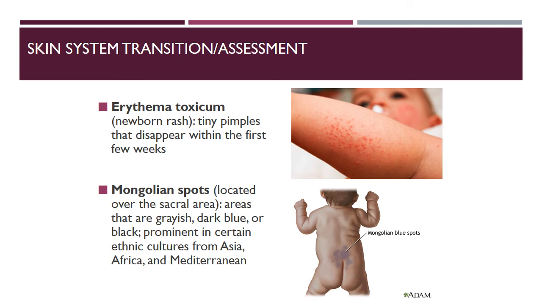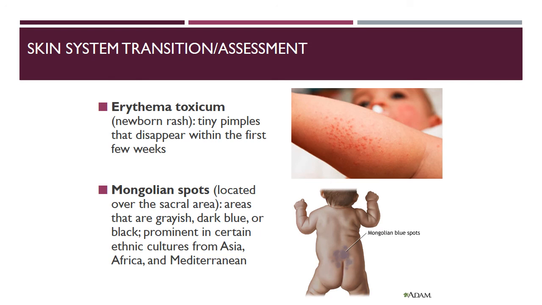Mongolian spots are located over the sacral area, and there's a picture there for you. They're grayish, dark blue, or black. They can be very vivid and obvious, or they may be more subtly colored, and you may not see them as well. They're typically prominent in certain ethnic groups from Asia, Africa, and the Mediterranean, but they can be in all shapes and sizes.